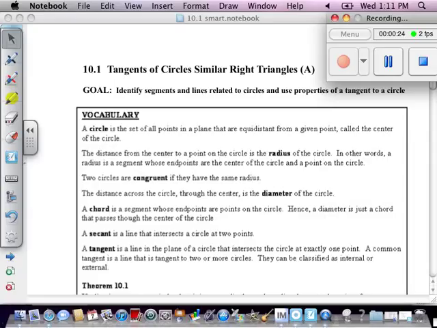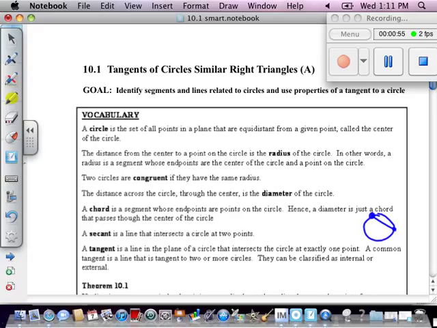A chord is a segment whose endpoints are points on the circle. So a diameter is a chord, but a chord isn't necessarily a diameter. A chord is anything where the two endpoints are on the circle. The diameter just happens to go through the center as well.